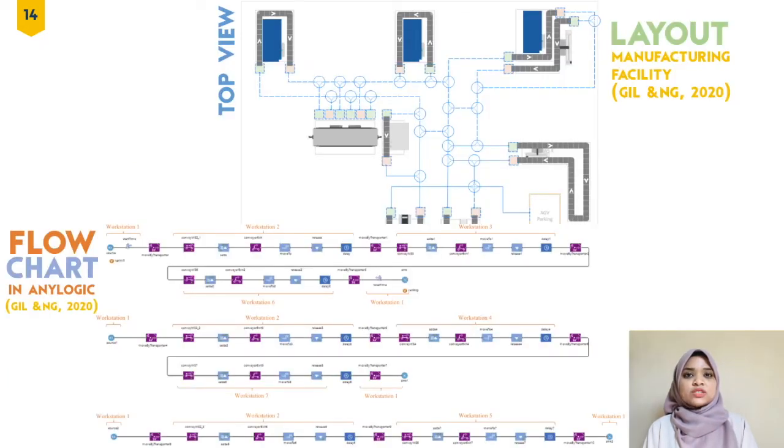The first figure shows the top view of the manufacturing facility layout, while the figure below is the flowchart that is connected with the layout in AnyLogic software. The flowchart consists of 3 lines which indicate 3 processes.